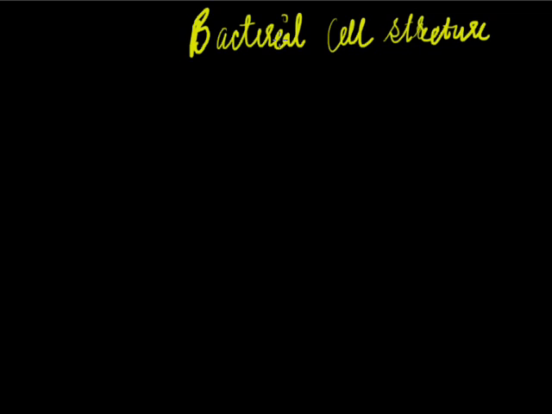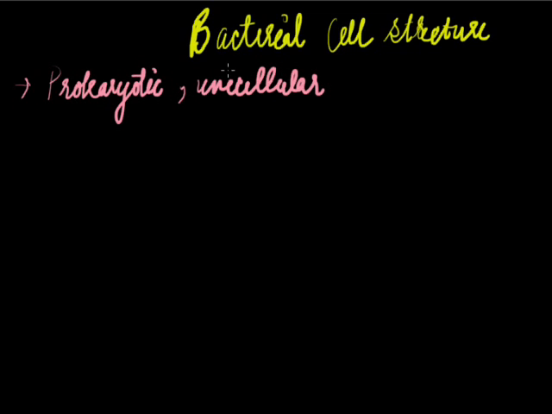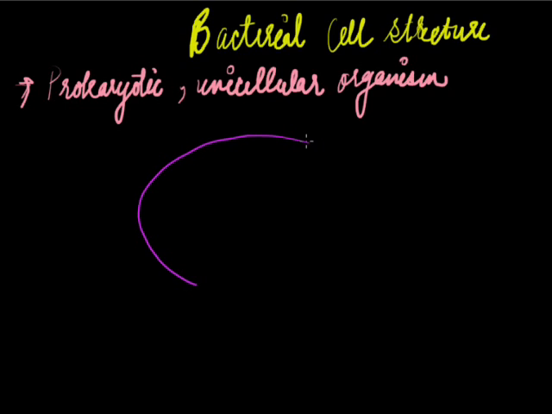As you all know, bacteria is a prokaryotic unicellular organism. So we will study its structure one by one. Bacteria has an outer layer known as the capsule. We'll start from the outside, like this. This is the capsule of the bacteria.